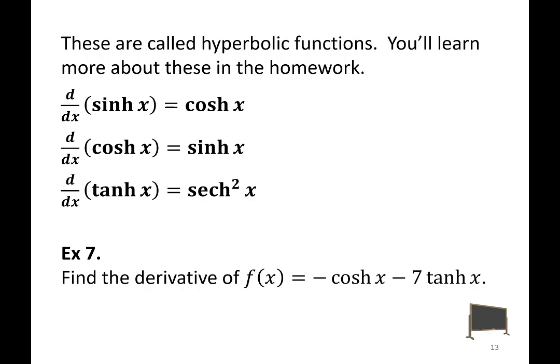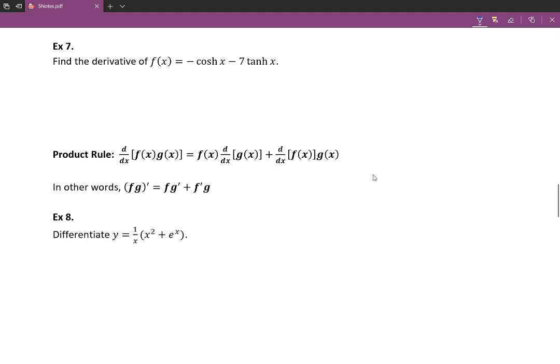So with these in mind, let's do example 7. Here we've got f of x equals negative cosh x minus 7 tanh x. So f prime of x, the derivative of f, is going to be: the negative will still be there. That -1 coefficient gets pulled out of the derivative, and we just focus on the derivative of cosh x, which is sinh x. Then we have the -7 still there. The derivative of tanh x is hyperbolic secant squared x. And that is it.